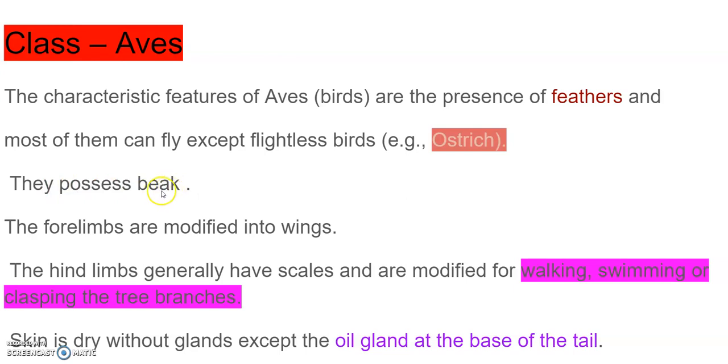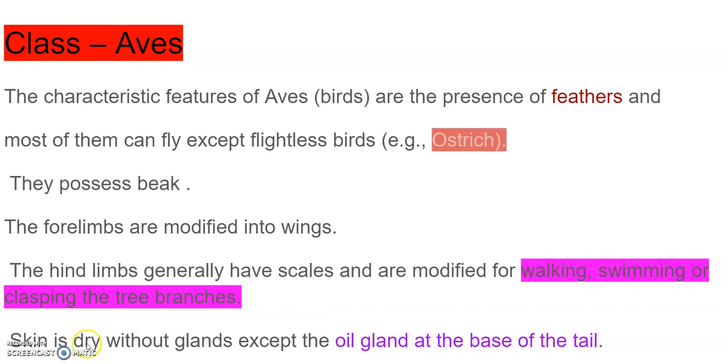All of you know that birds possess a beak. Forelimbs are modified into wings. The hind limbs generally have scales and are modified for walking, swimming, and clasping, to hold the branches of the trees. What do the hind limbs have? They have scales.